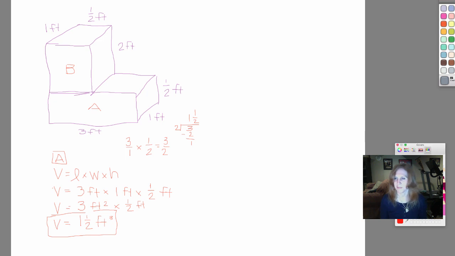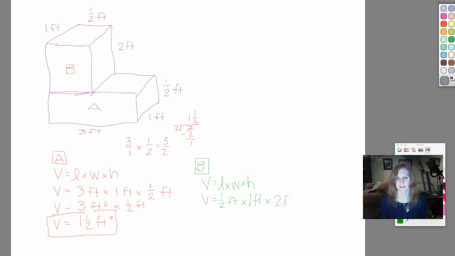I'm actually going to switch to a green pen now because I don't want you to get all our numbers mixed up. Here is B. Volume equals length times width times height. The length of B, I can see by knowing that these are going to be equal, is 1/2 foot. And the width of this one is going to be the same. This 1 foot here, so it's 1 foot here, and it's 1 foot up here. So times 1 foot. See? Terribly hard math. And the height of this figure is 2 feet.